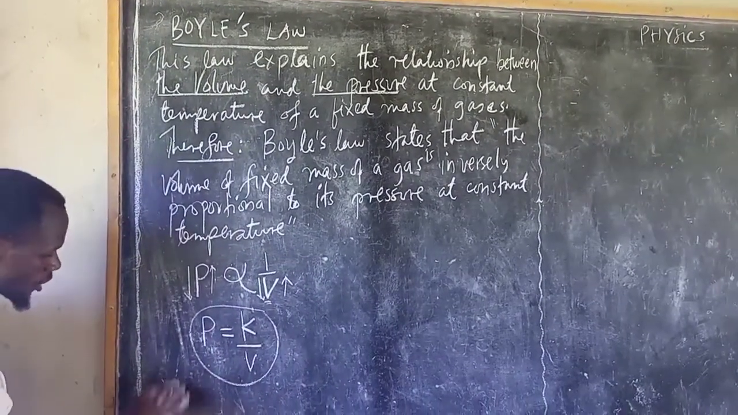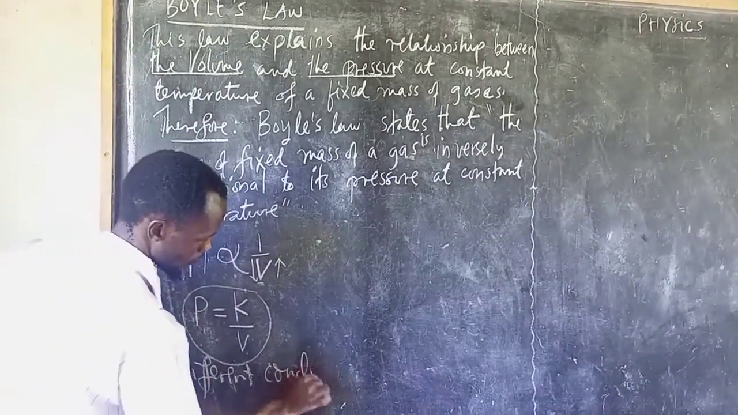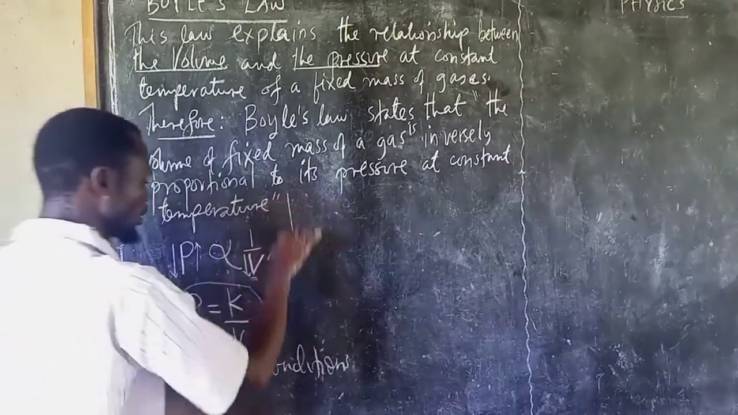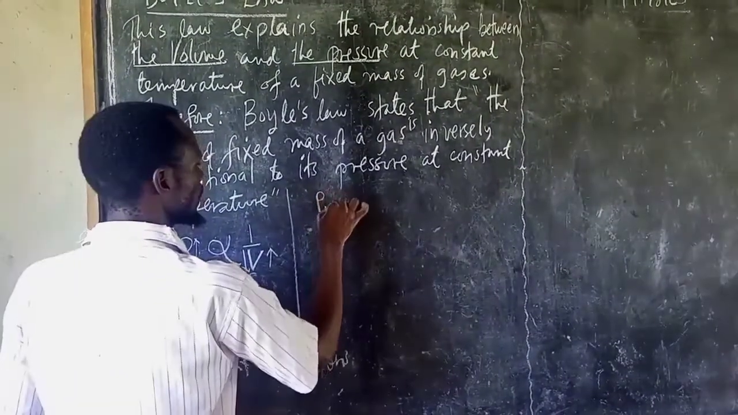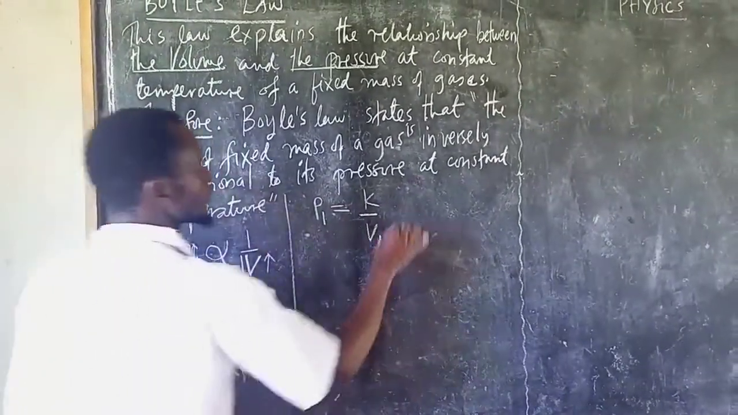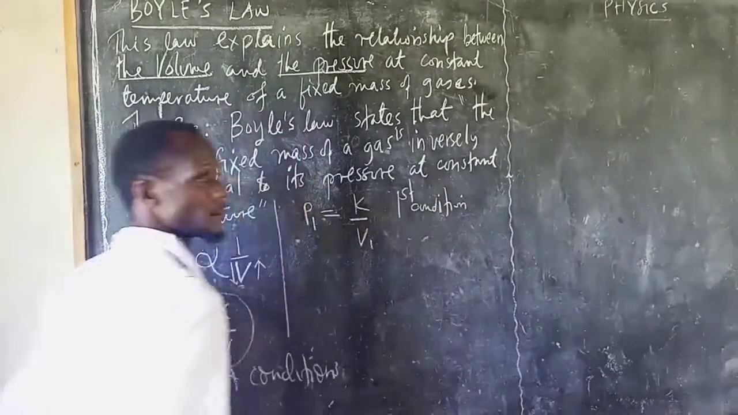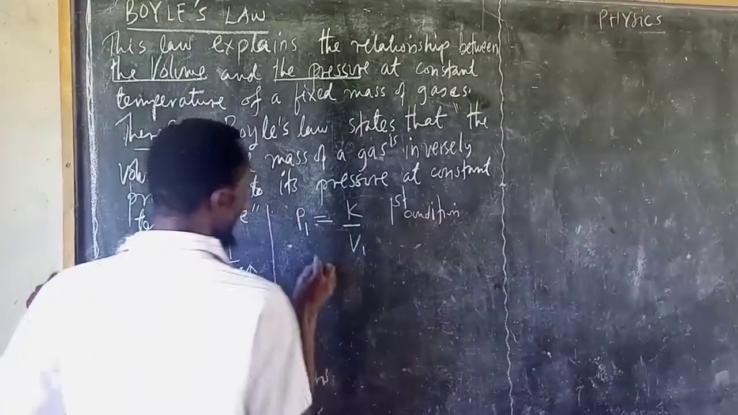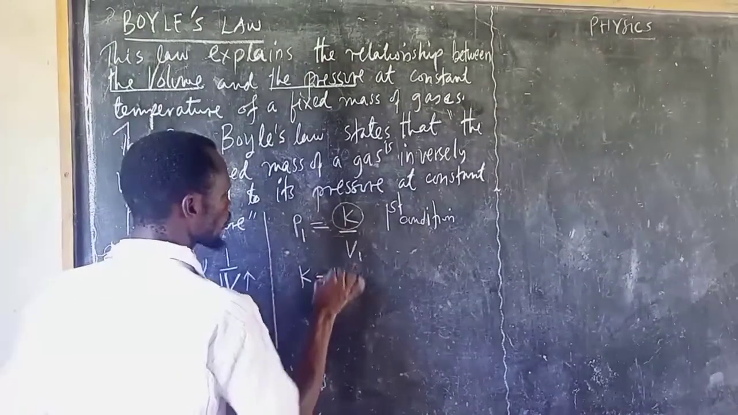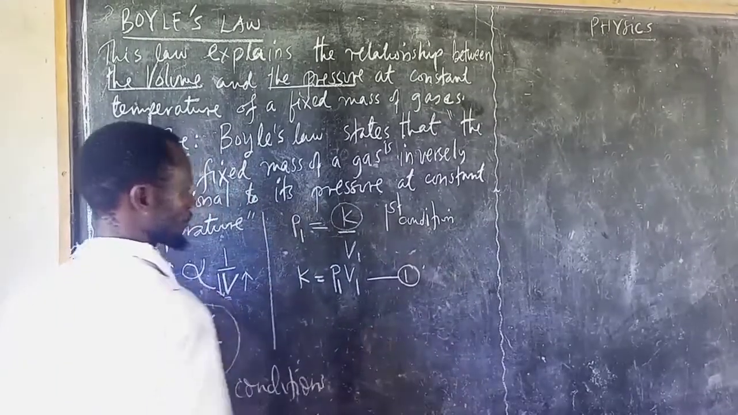Therefore, at different conditions, for the first condition, we have P1 is equal to K over V1. This is the first condition. Making K the subject, K is equal to P1 V1. This is what we call the first equation.